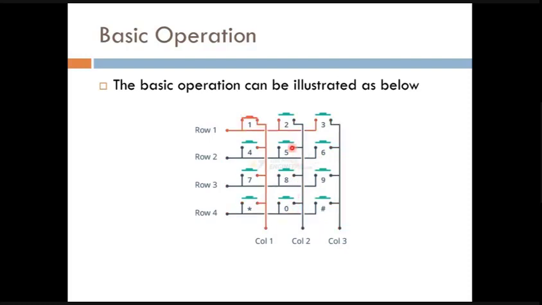Any connection, so you can see indicated by the red color. So this means that the column and the row is connected.